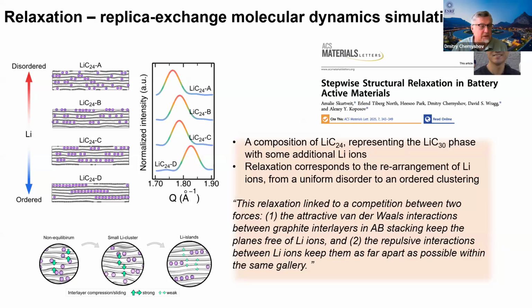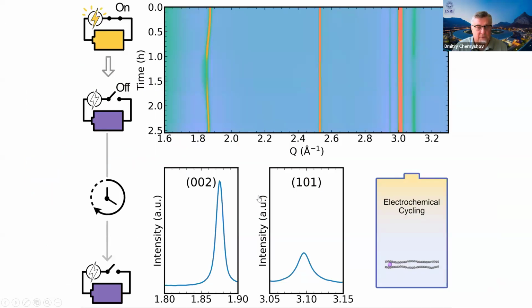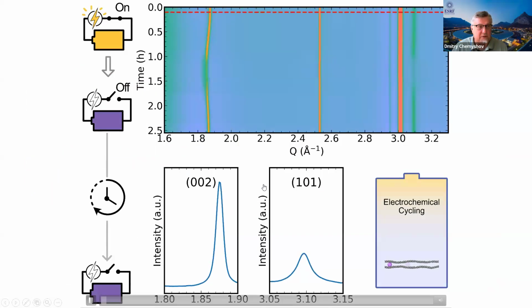What happens here is the following. We start from the disordered distribution of lithium ions between graphite sheets, and then with time we have more and more organized agglomerations of these lithiums into certain groups, and at the end we have a more or less stable state.